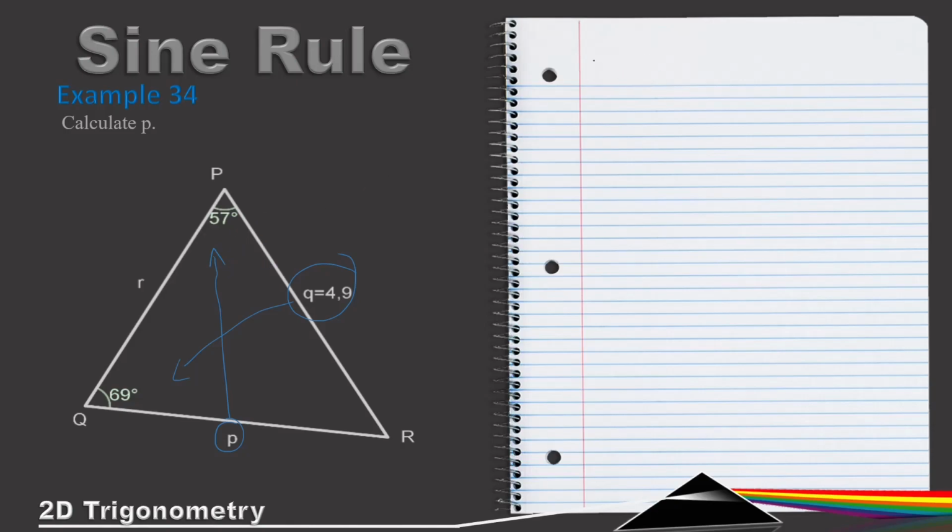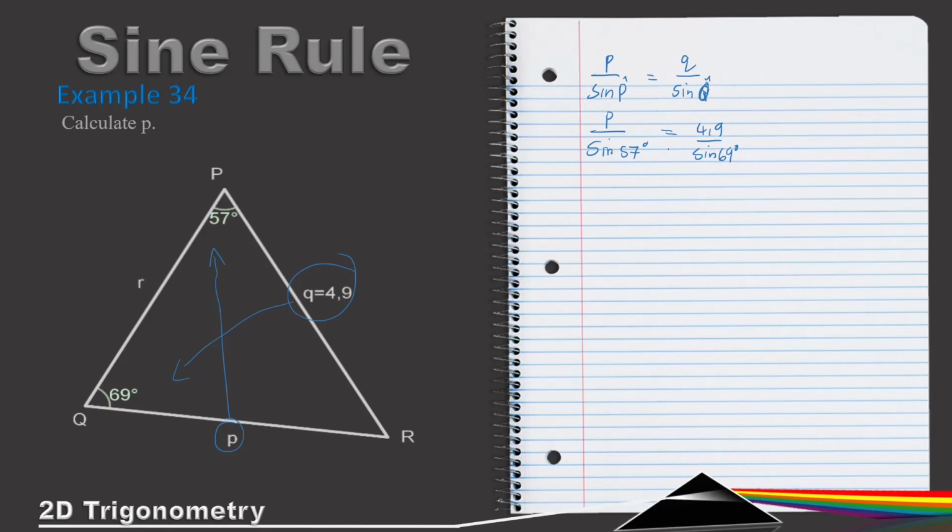Okay, so what we're going to do is use our relationship in terms of P and Q. So the side P over sine of angle P is equal to side Q over sine of angle Q. Right, not theta Q. And then we can substitute in the values. Now P is what I want to solve. P over sine of angle P, which is 57, equals Q, 4,9, over sine 69.